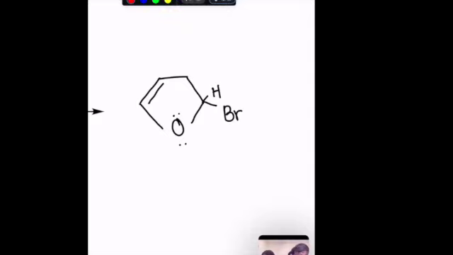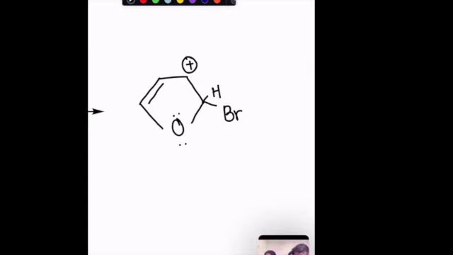So now we have a structure that looks like so. Don't forget your lone pairs. We still have a bond right here, but now we have a bromine attached to our structure. And just for visual sake, there's also an H over here as well. So now this carbon right here is deficient, so it has a positive formal charge on it.